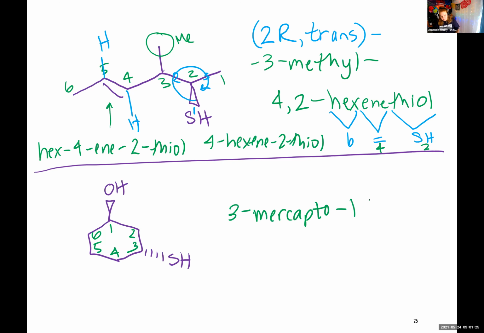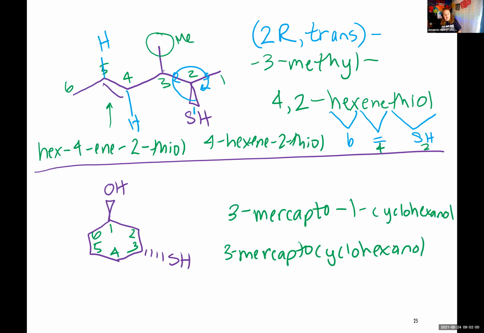And then 1, what's the name of our parent chain for this? Cyclohexanol. Perfect. Can I fit it all in there? Barely. Because the alcohol is on carbon number 1, putting in that number 1 is actually optional. So we could just say 3-mercaptocyclohexanol. And because a number isn't given for that alcohol placement, it would be assumed that it's on carbon number 1.